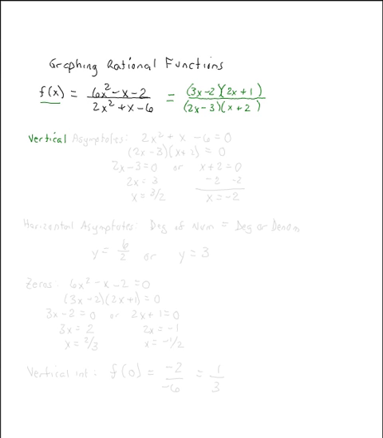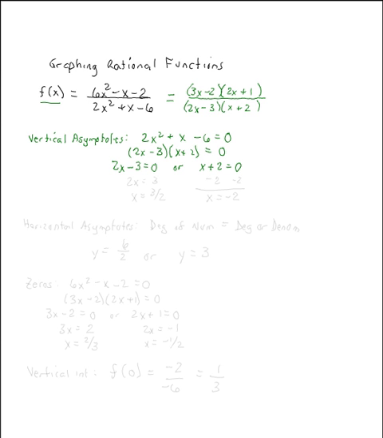So first we can take a look at our vertical asymptotes. Vertical asymptotes are going to occur wherever the denominator is equal to 0. So I'm interested in when is 2x squared plus x minus 6 equal to 0, and conveniently enough we already have the factored form, 2x minus 3 times x plus 2 equal to 0. Well, only something times 0 equals 0, so it must be true that 2x minus 3 is equal to 0, or that x plus 2 is equal to 0.